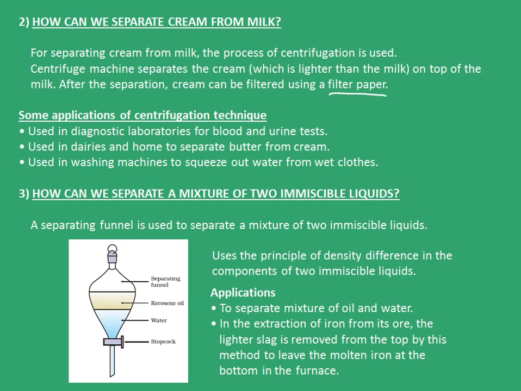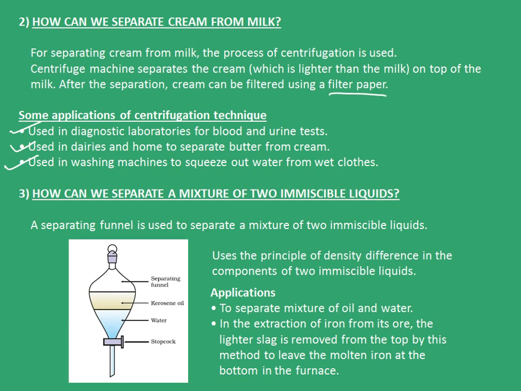Some applications of centrifugation techniques are: it is used in diagnostic laboratories for blood and urine tests. It is used in dairies and homes to separate butter from cream. It is also used in washing machines to squeeze out water from wet clothes. The centrifuge machine uses the concept of centrifugal force to separate these components.